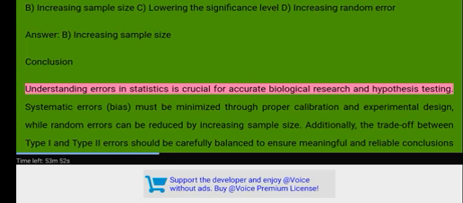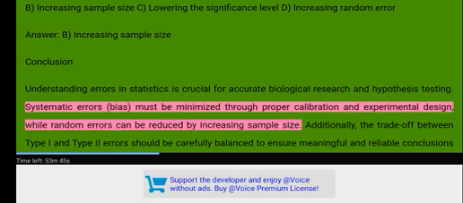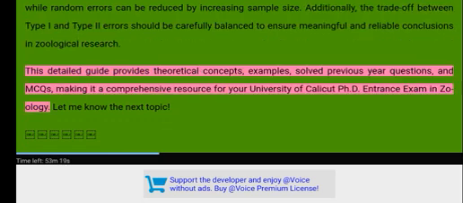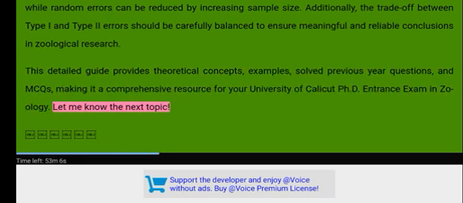Conclusion. Understanding errors in statistics is crucial for accurate biological research and hypothesis testing. Systematic errors, bias, must be minimized through proper calibration and experimental design, while random errors can be reduced by increasing sample size. Additionally, the trade-off between type 1 and type 2 errors should be carefully balanced to ensure meaningful and reliable conclusions in zoological research. This detailed guide provides theoretical concepts, examples, solved previous year questions, and MCQs, making it a comprehensive resource for your University of Calicut PhD entrance exam in zoology. Let me know the next topic.